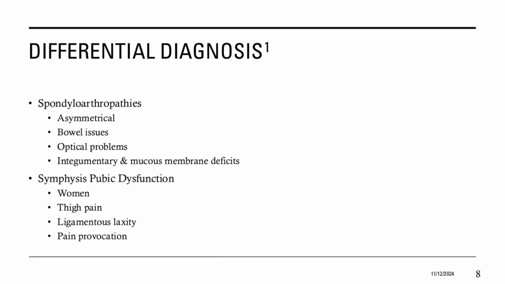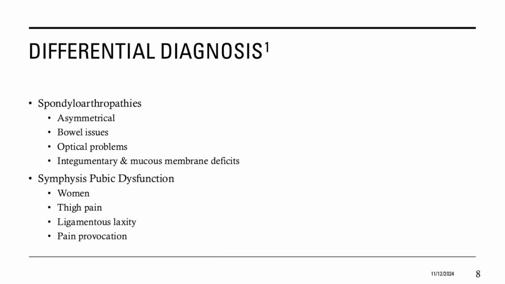Symphysis pubic dysfunction is defined by stretching of the ligaments of the pubic symphysis. It is more prevalent in pregnant women, whereas osteitis pubis is more prevalent in men. Additionally, the areas of pain differ, where SPD pain is more on the thigh. Osteitis pubis pain is around the inguinal ligament at the groin or proximal thigh.